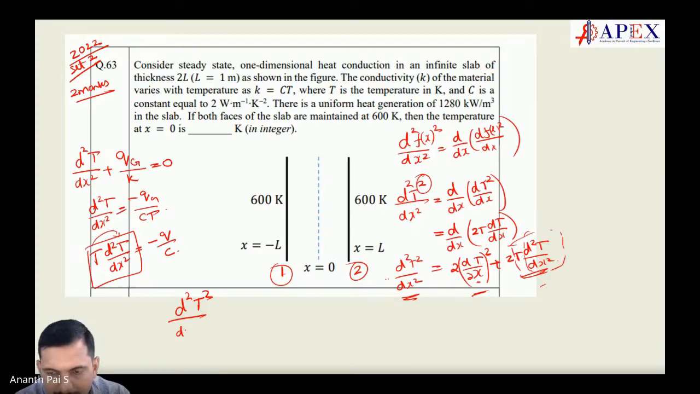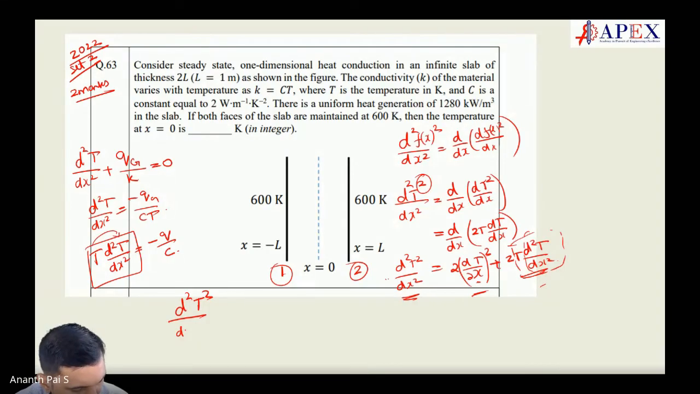Sir, yes, I have done some things. I have sent you on WhatsApp. Can you please check it out? You have done in another method, is it? No, it's the same. I'm getting the same answer, but whatever you got in the next slide. This is it. Wait a minute.